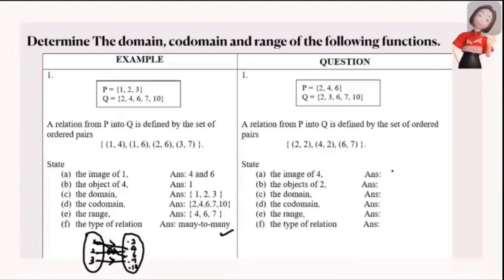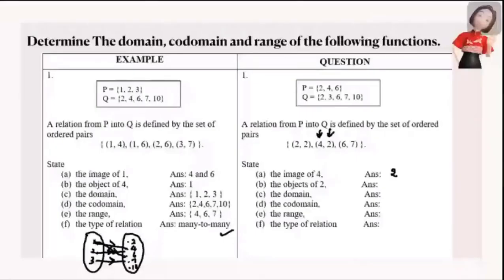So how about B? Object of 2. Who else wants to answer? Haris Hakimi. Okay, someone has answered in the chat. Anis. Is Haris there? Are you there, Haris? The others can respond. Okay, so 2 and 4. Why 2 and 4? Object of 2. Okay, the object of 2 is 2 and 4. Why? Look, there is 2 here. Okay, 2 and 4. The object of 2 means its image is 2.